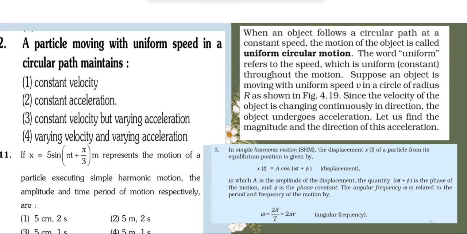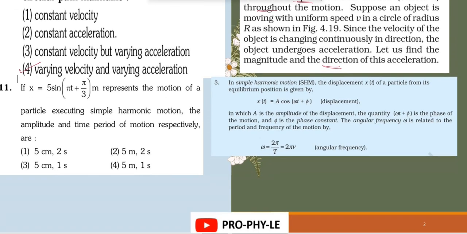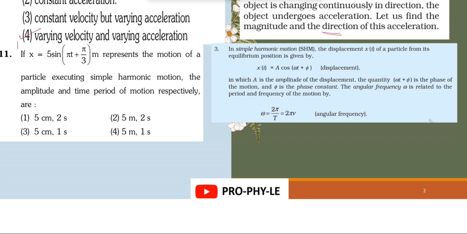Look at this question. A particle is moving with uniform speed in a circular path. If it is moving with uniform speed, that is called uniform circular motion. Speed remains constant throughout the motion, but velocity as well as acceleration vary, because the direction of acceleration changes and the direction of velocity also changes. So varying velocity and acceleration is the correct option, and it was asked from this NCERT line.